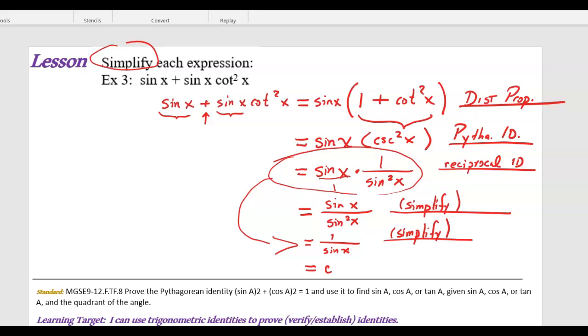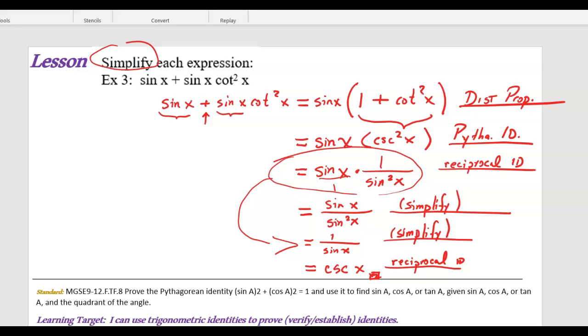1 over sine of x is cosecant of x. How do I know that? Reciprocal ID again. And I am done with my proof. So in general, not always, but in general, when you're asked to simply simplify, you're going to end up with one trig function in simplest form.